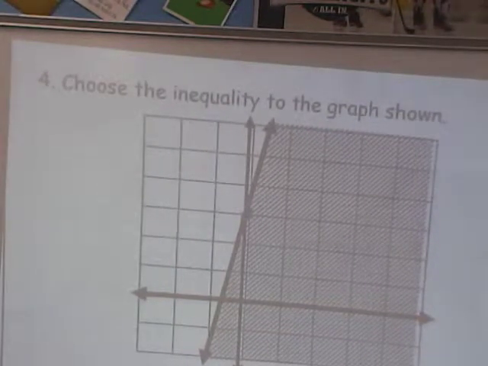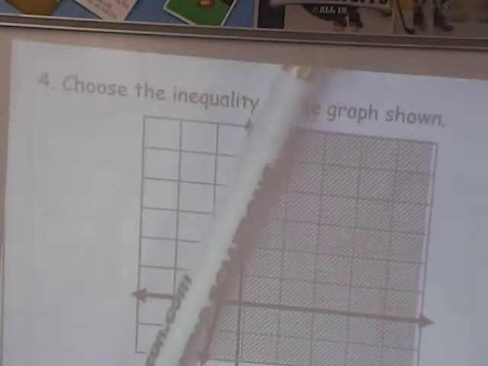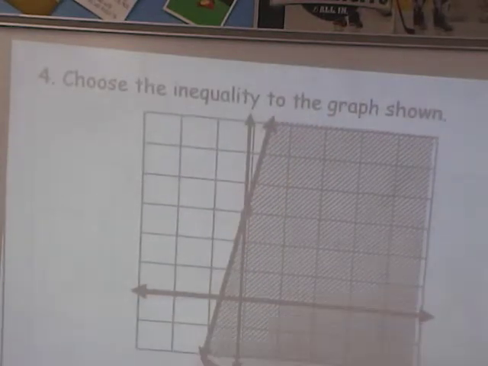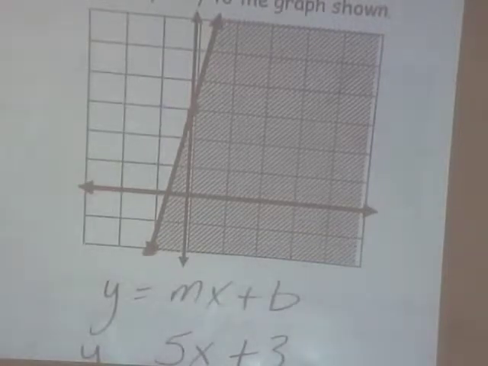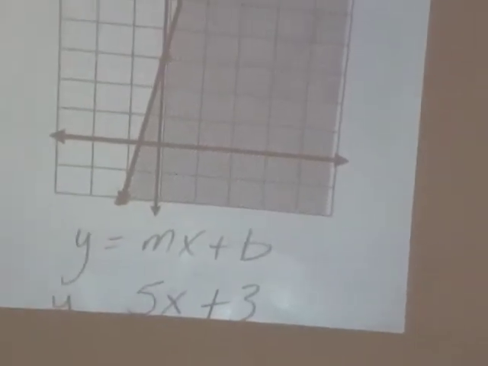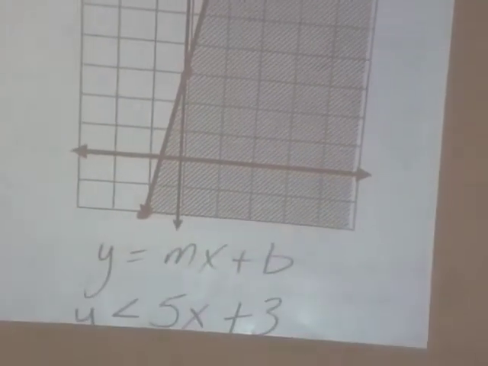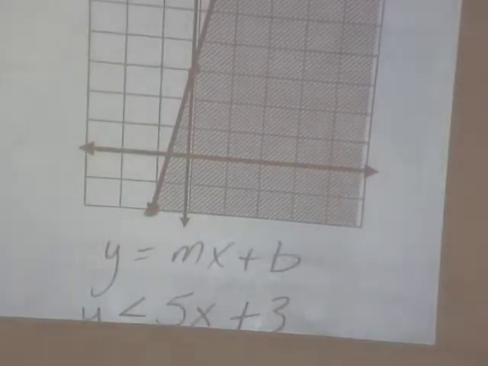How about our slope? Positive, right? And it looks like it's crossing this point and this point. So rise is 1, 2, 3, 4, 5. Run is 1. So 5 over 1, so the slope will be 5. Now, is it shaded above or below the line? Below the line. So less than. Less than is below, greater than is above. Is it a solid line or a dotted line? Solid, so we need less than or equal to.